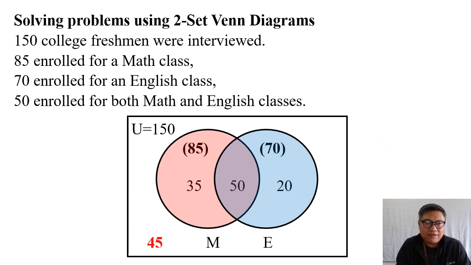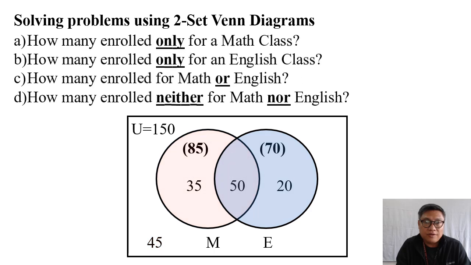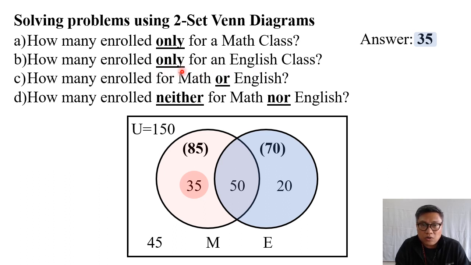So, let's have these 4 questions here. So we have, how many enrolled only for a math class? So indicating that those number of freshmen who are only enrolled in a math class. So by the Venn diagram, class, we can easily see that we have two choices: either those who enrolled in math class, 35 only, or those who enrolled in math class and at the same time in an English class. So between these two, of course, because we are only asked only for a math class, our answer would be 35.